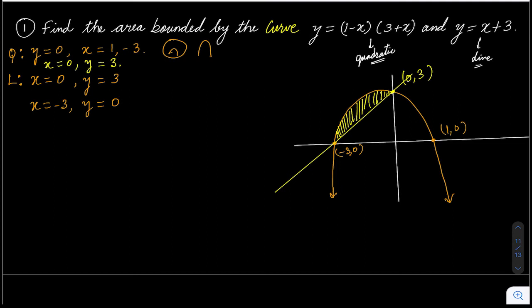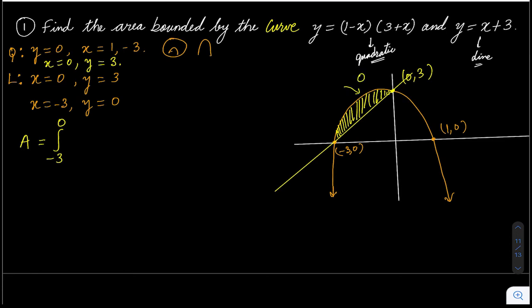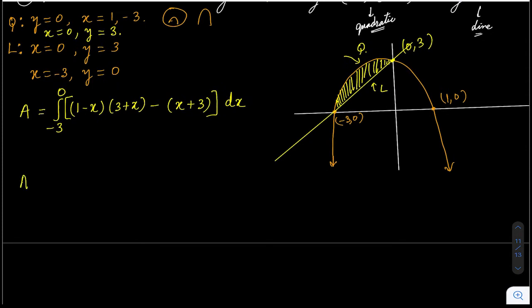directly find this area: upper curve minus lower curve, and the limits are x equals minus 3 and 0. So my area is upper curve, which you can see is the quadratic, and the lower curve is the line L. So upper curve is (1 minus x) times (3 plus x), minus the lower curve, which is y, dx, x plus 3. So this dx. So let's find this.